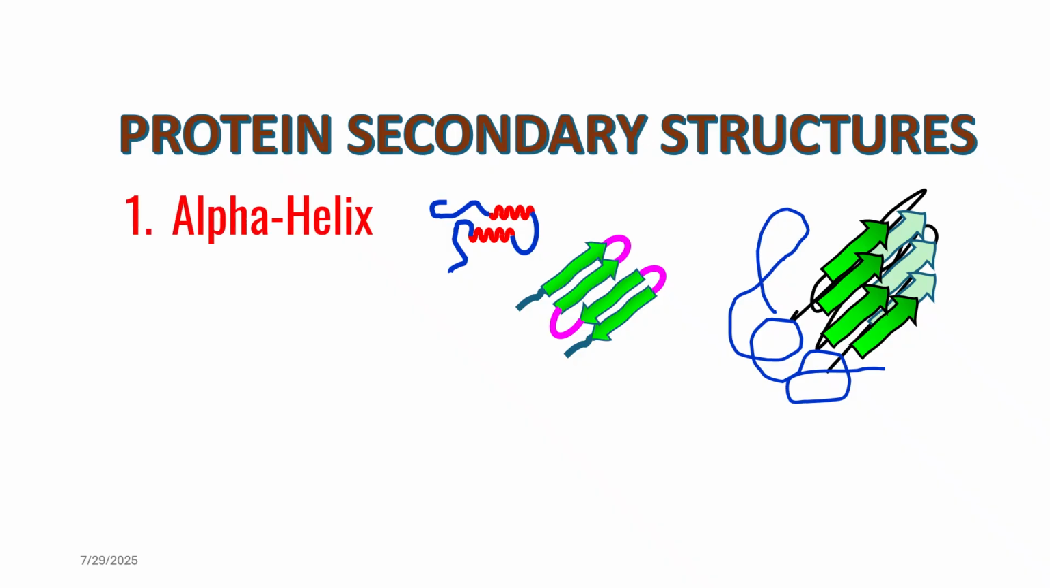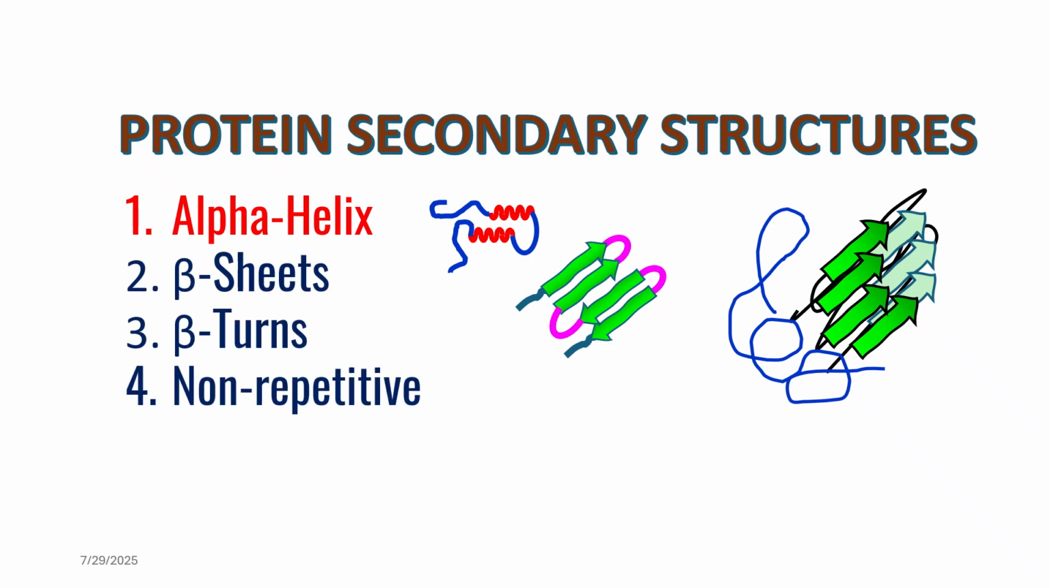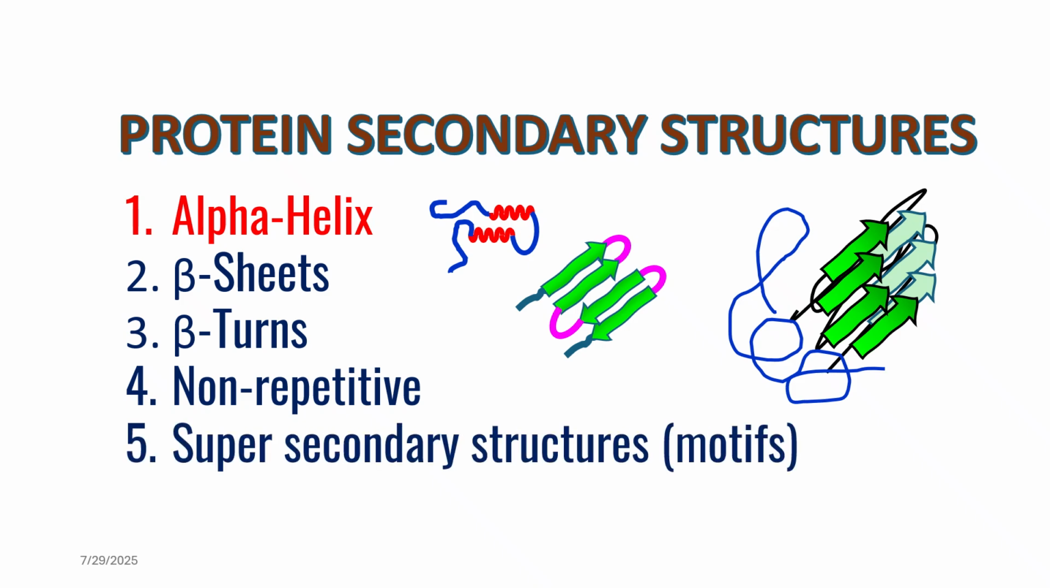So basically there are five secondary structures which are normally present in proteins, including alpha helix, beta sheet, beta turn, non-repetitive secondary structure, and the last one, number 5, is super secondary structure or motifs. The first one, alpha helix, has already been presented through a video, therefore this will not be discussed today. The remaining structures will be discussed and the emphasis will be on their physical features, stabilizing forces, and the significance.